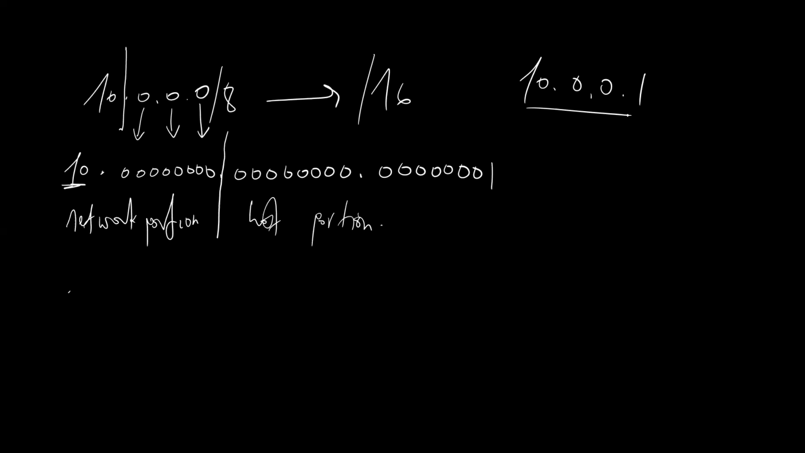Which network are we talking of? The first network is 10.0.0.0, where all these borrowed bits are all zeros. That's the first network. The second network that we are going to have, you see this 0 changes to a 1. That's the second network. It means my second network is going to be 10.1.0.0.